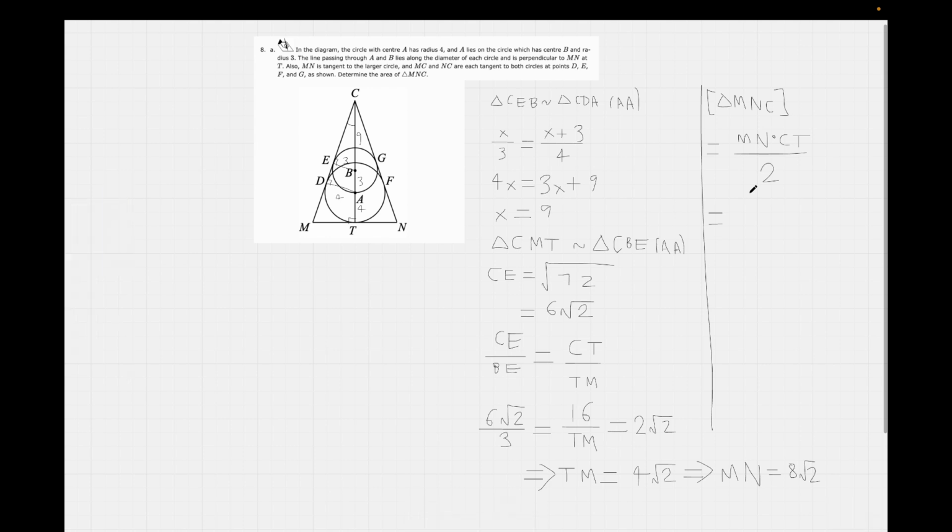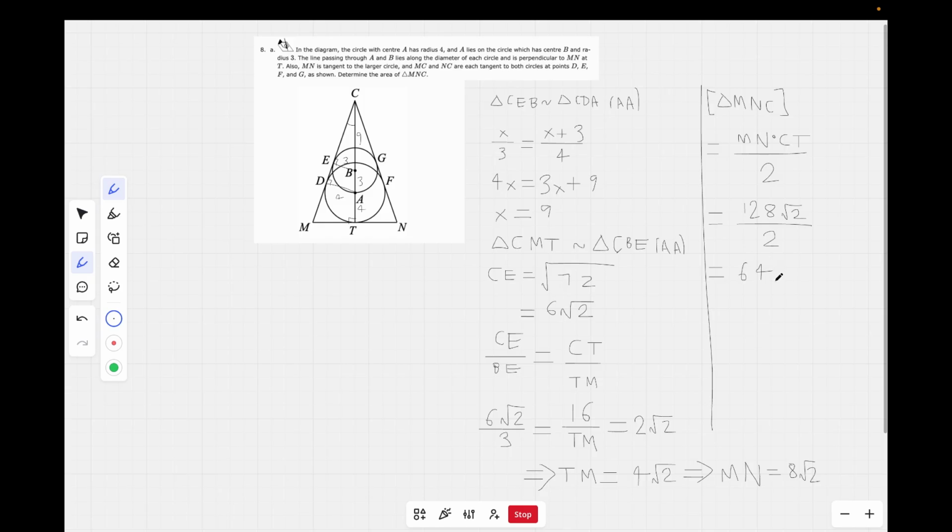Wait. CT is not 6 root 2. I accidentally read the wrong value. CT is actually 16. So 16 times 8 root 2 is MN times CT, and that's equal to 128 root 2, divided by 2, of course. And then we're done.